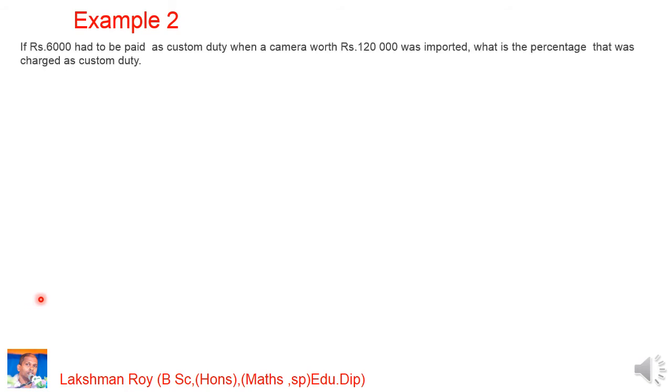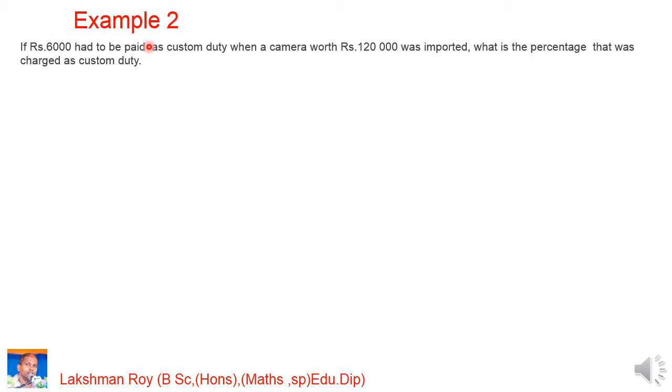Let's move to example 2, students. In this example 2, you can see the question. If 6,000 rupees had to be paid as custom duty when a camera worth 120,000 rupees was imported, what is the percentage that was charged as custom duty? It is a different type of question. You have to find the percentage of custom duty. They have given the value of the camera and also the amount to be paid as custom duty.